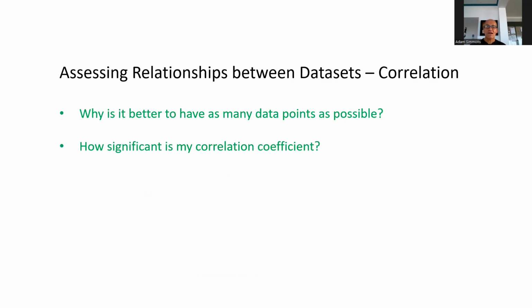I also want to address this issue of sample size. Why is it better to have as many data points as possible? Because pretty much all forecasts are based on sampling, and this will be a recurring theme throughout the podcasts. And something which is not often taught, but which is quite important, is when you have generated the correlation coefficient, how significant is it? So let's crack on.